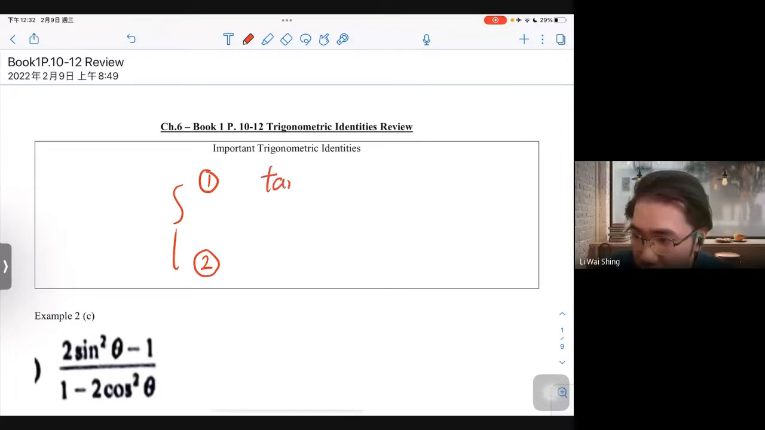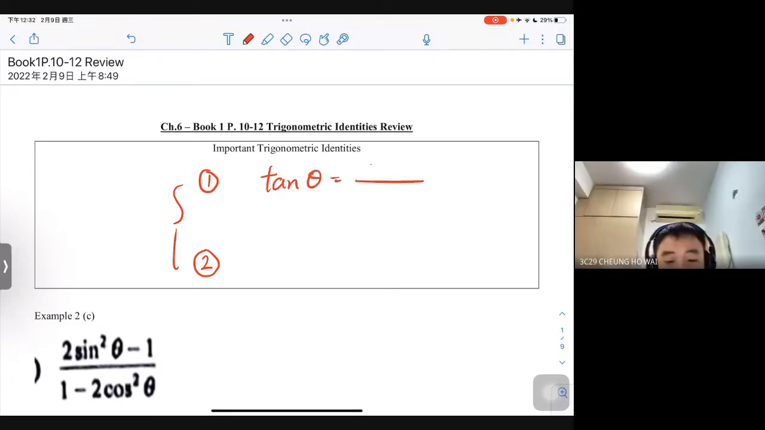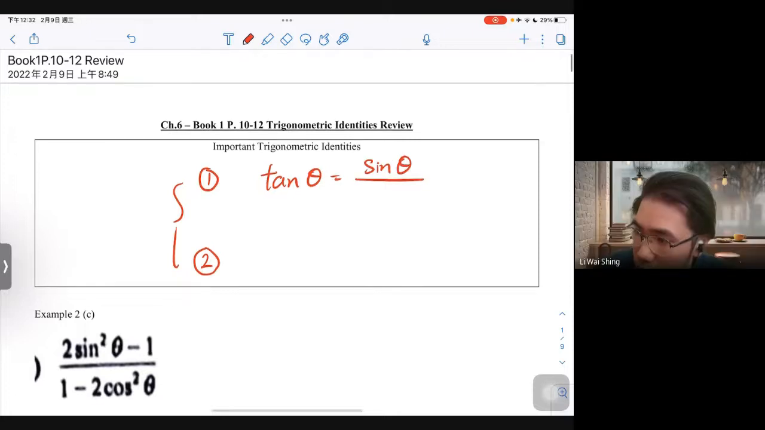Okay, Hawaii, hello, happy new year. Tell me one identity that you have learned before. Tangent theta could be expanded as what over what? Sine theta over cosine theta. Yeah, sine theta over cosine theta. And the next one, Siu Chan.